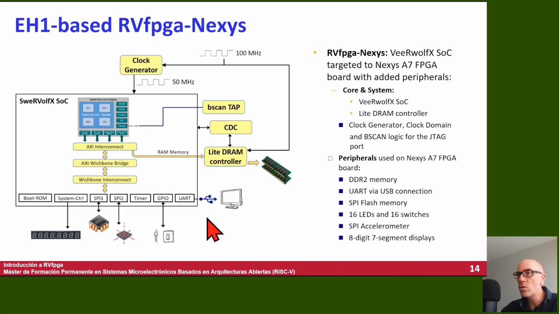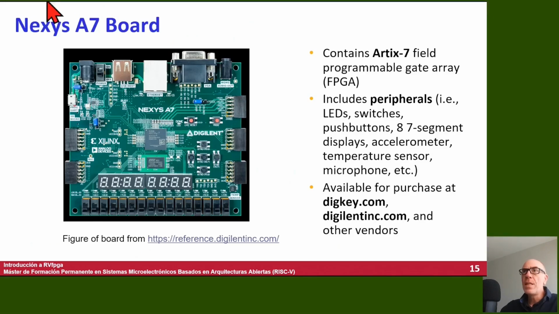For peripherals besides DDR2, UART can connect to a console, and the board's LEDs and switches, accelerometer, SPI flash memory, and 7-segment displays can be used. The Nexys A7 board has an Artix-7 FPGA and many peripherals. In addition to the ones we've mentioned, it includes a temperature sensor, a microphone, and a few others.